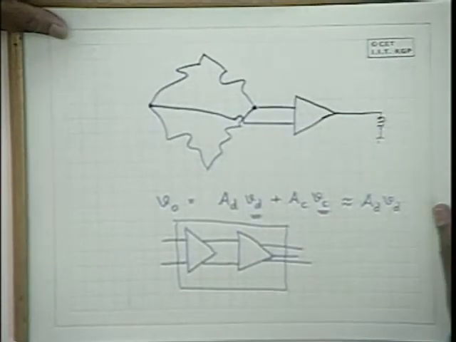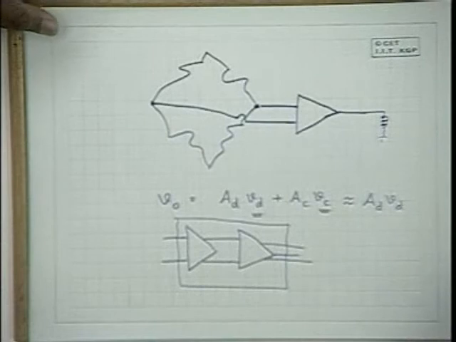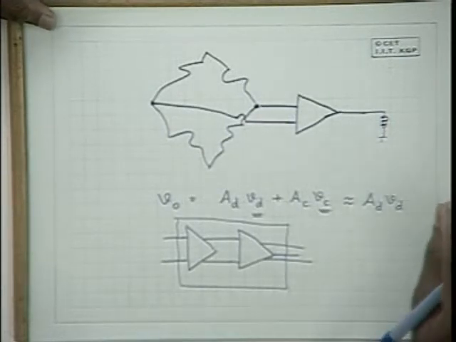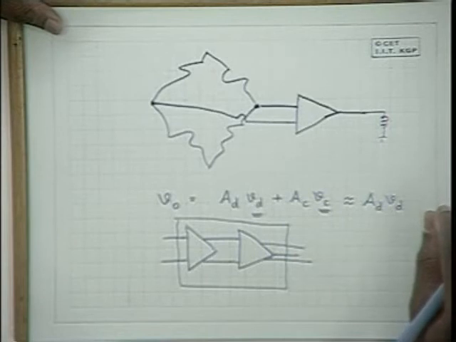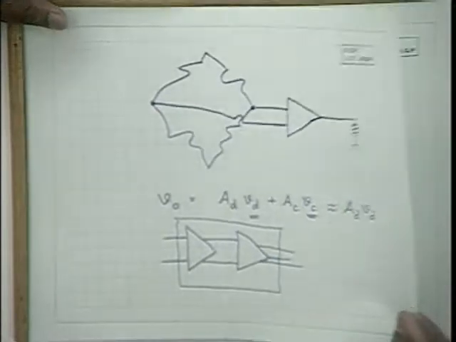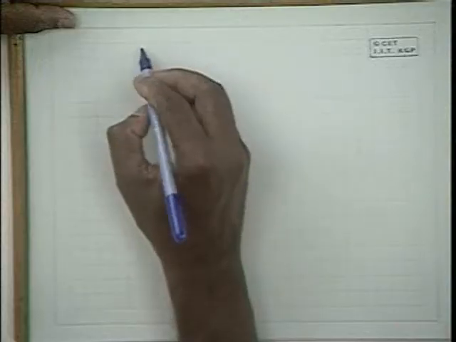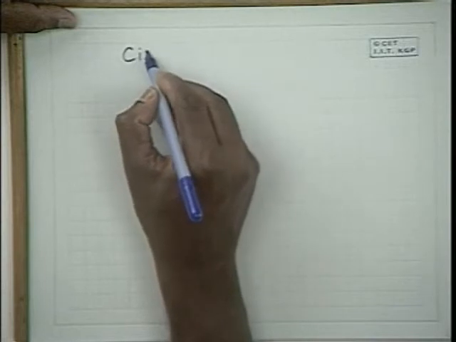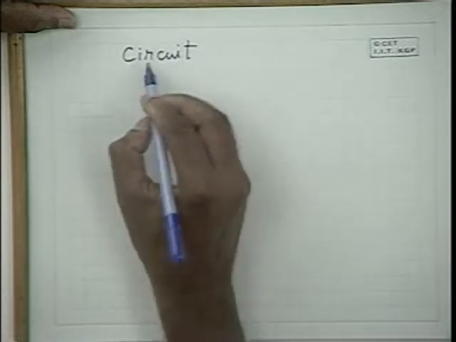Any other question? Now, having defined the qualities of a differential amplifier, let us now see what kind of circuits can be used to implement the differential amplifier. It is interesting to see that a simple two transistor circuit can be used as a differential amplifier. Now here is the circuit for differential amplifier, a primary circuit for differential amplifier.